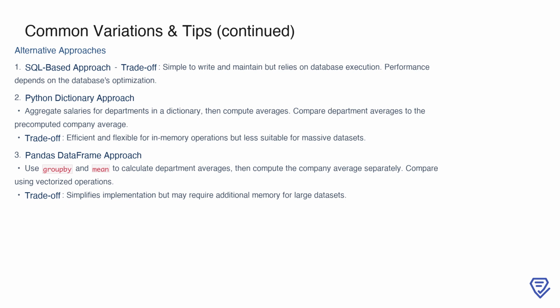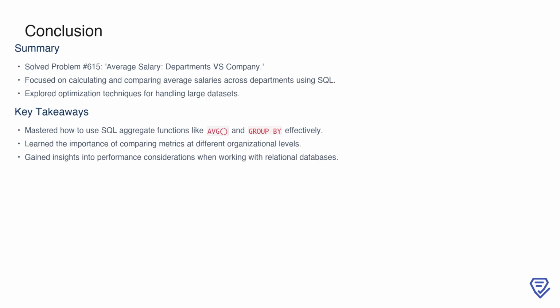for extremely large datasets. Finally, a pandas data frame approach offers a high-level, readable solution. Using methods like group by and mean, you can easily calculate department averages and perform vectorized comparisons against the company average. While pandas simplifies the implementation, it can be more memory-intensive, especially for massive datasets. Each of these methods has its trade-offs, so choose the one that best aligns with the specific requirements and constraints of your task.